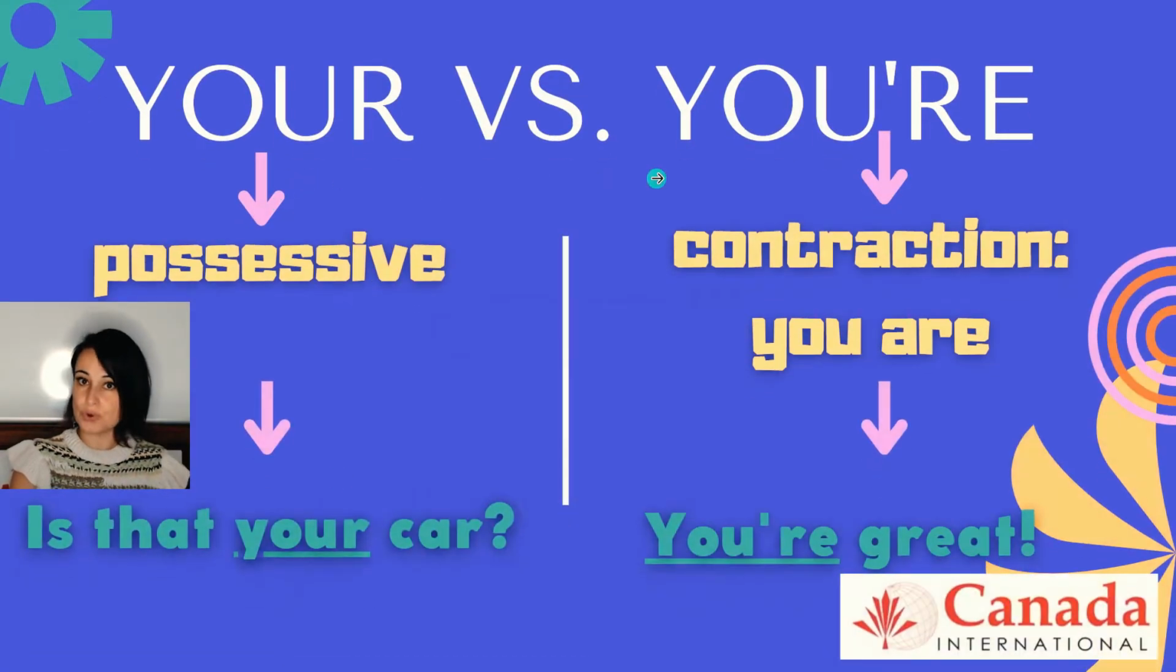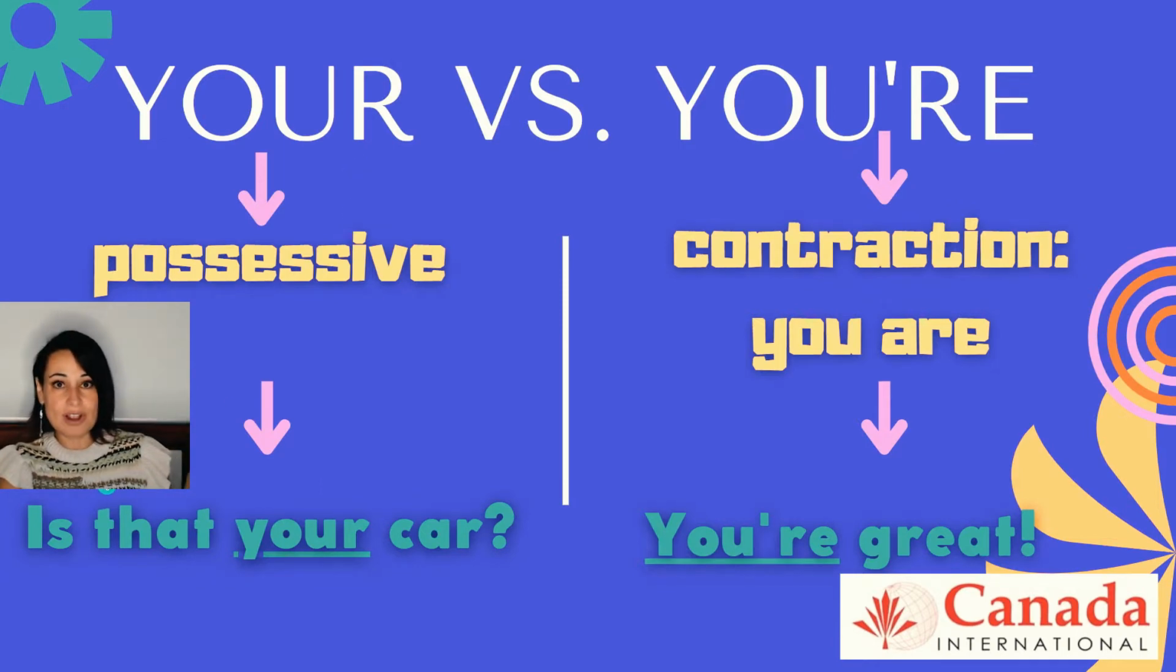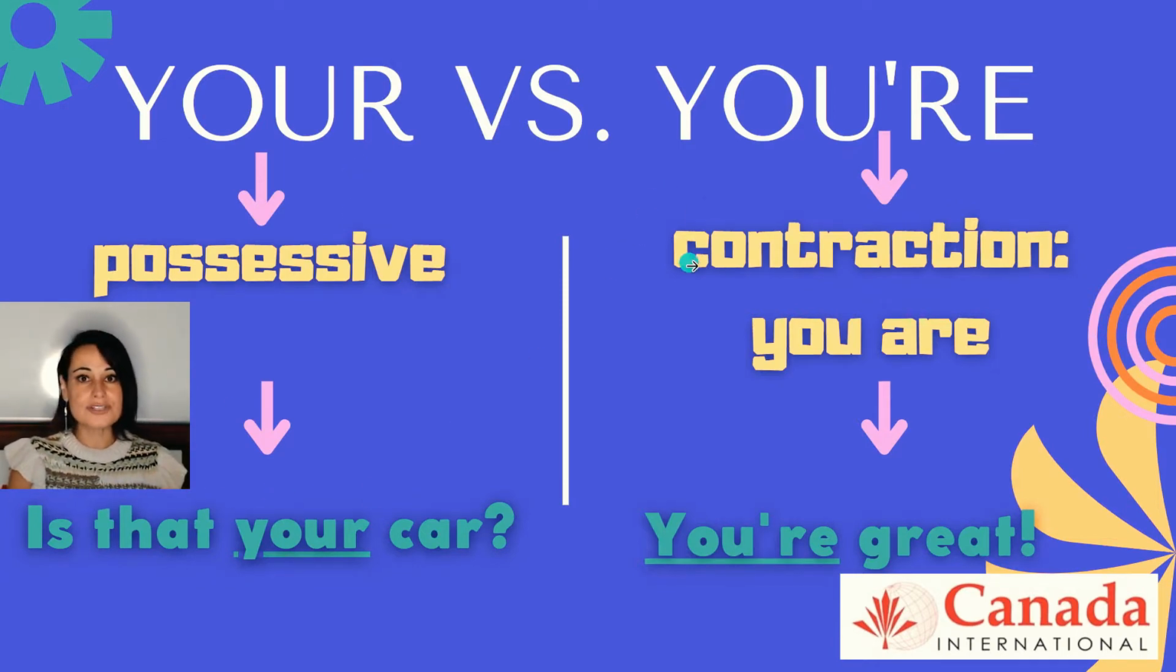Your versus you're. The first, your, is the possessive, okay? Is that your car? Whereas you apostrophe re will be the contraction for you are. You are great.